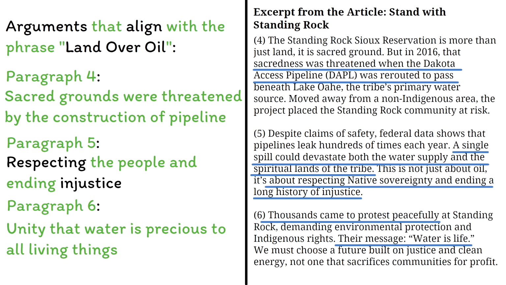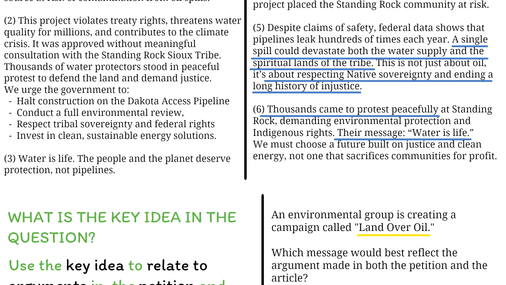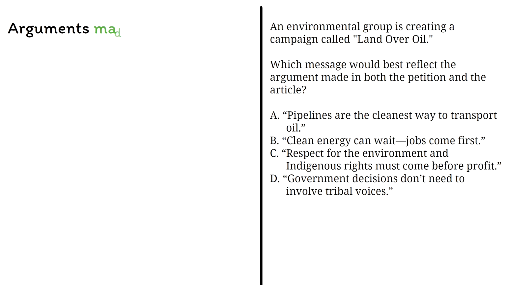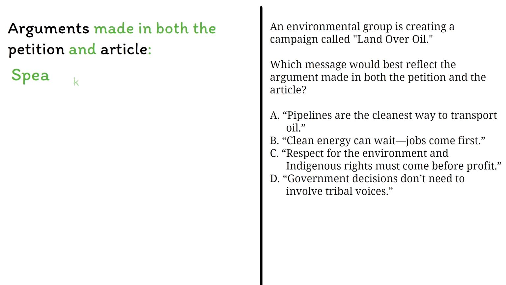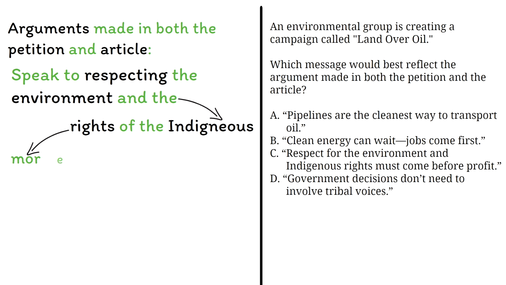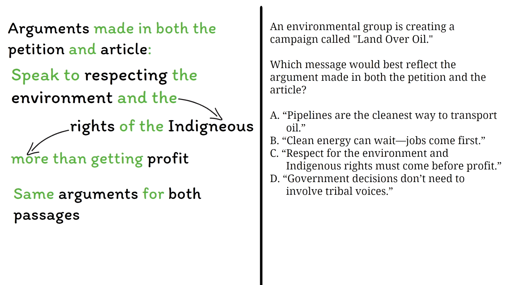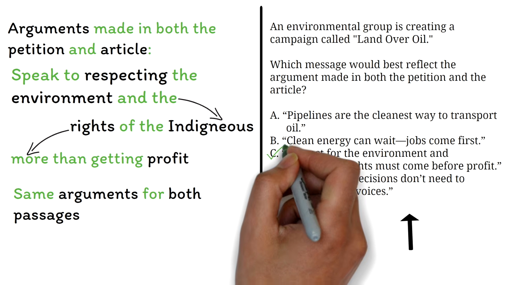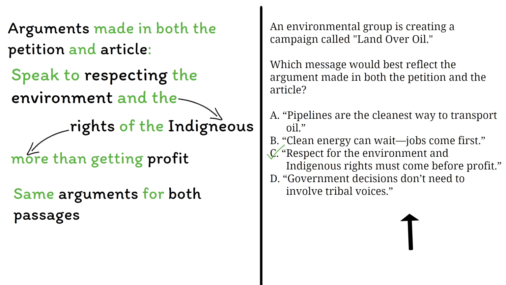Notice that we only looked for the ideas that match the meaning of the phrase in the question. Everything else was just background. Thus, we can say that the arguments made in both the petition and article speak clearly to respecting the environment and the rights of indigenous people more than getting profit. That is the central message they each give. Thus, when we look through the answer options, it's therefore option C. Respect for the environment and indigenous rights must come before profit.